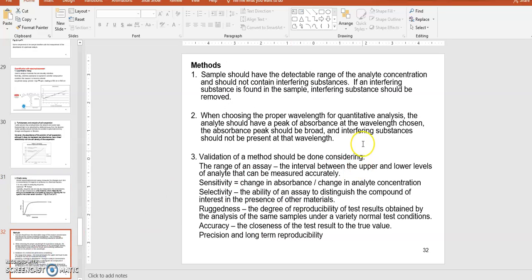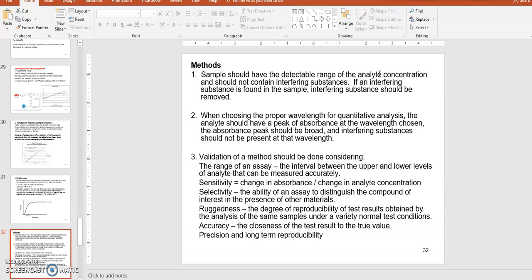Okay, and whatever the assay you're going to use, your spectrophotometry, these are all important suggestions. Number one, sample should have the detectable range of analyte concentration and should not contain interfering substances. What does that mean? Detectable range means what? You should not have too little or too much of the analytes. So you should have the detectable range that shows the linear relationship.